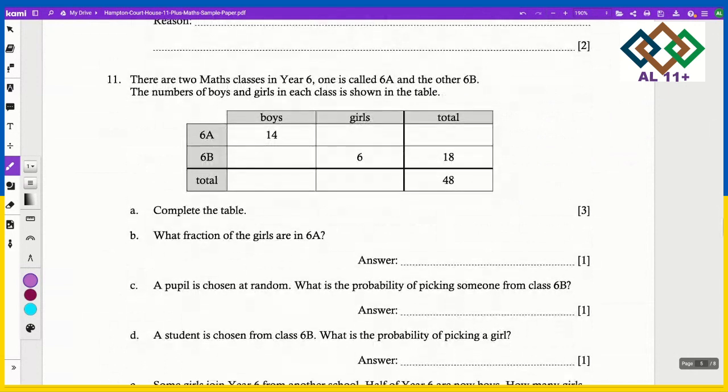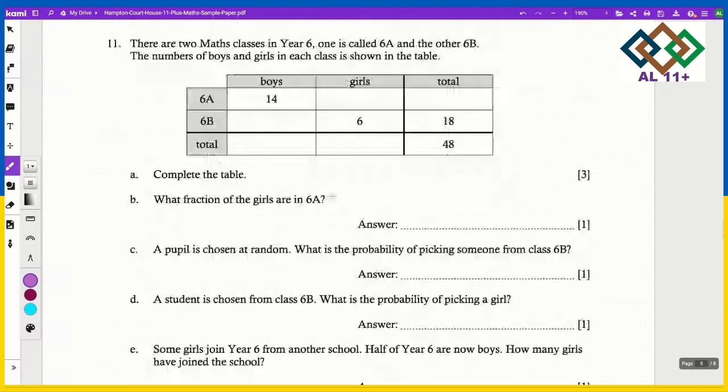Now, there are two maths classes in year 6. One is called 6A and the other is called 6B. The number of boys and girls in each class is shown in the table. You have to complete the table first. The first thing I would do is 48 minus 18, minus this, to get this one. That's 30.